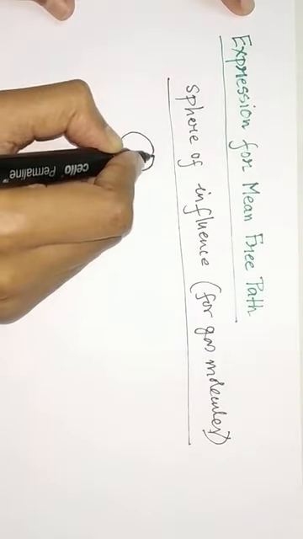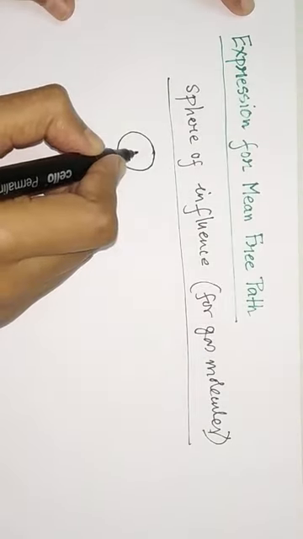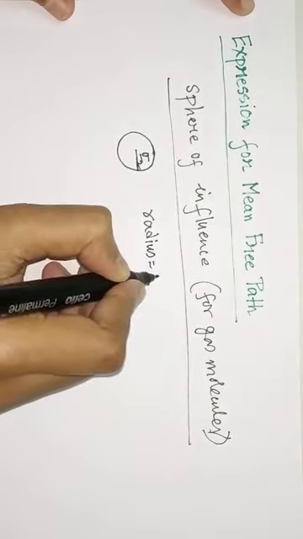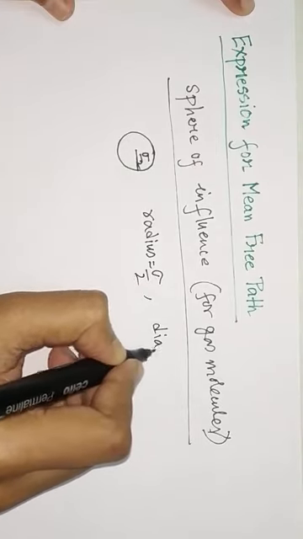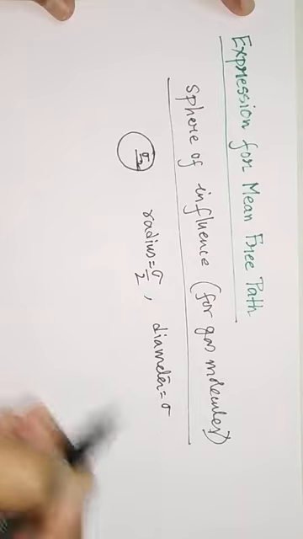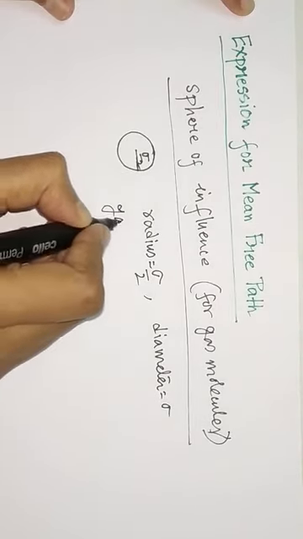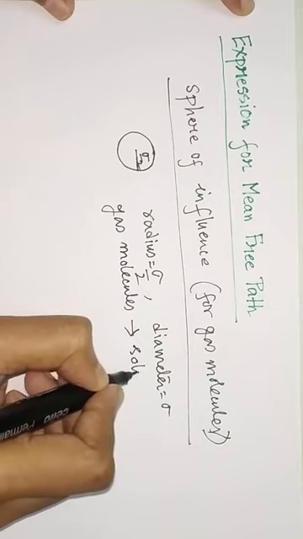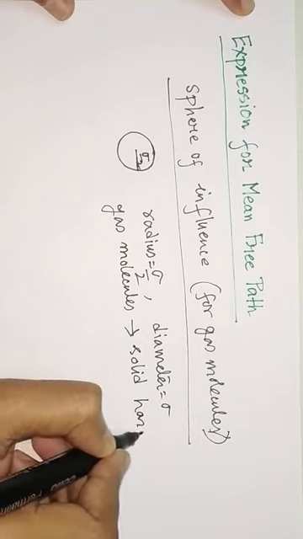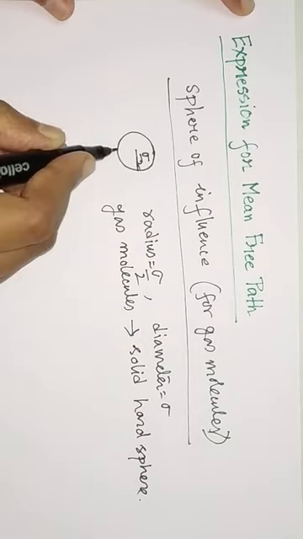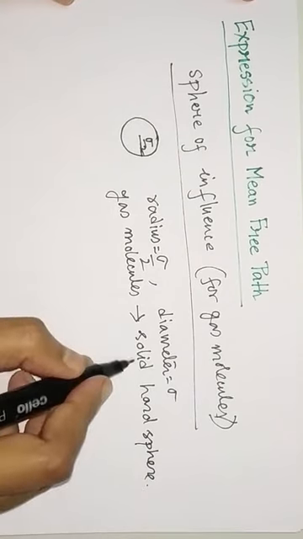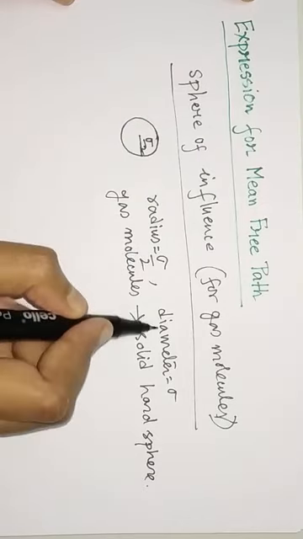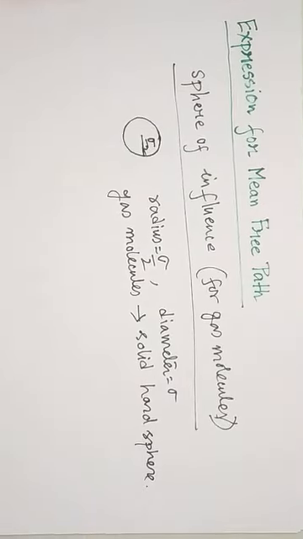Suppose we have one gas molecule whose radius is sigma by 2. So the radius is sigma by 2, therefore the diameter is sigma, and the gas molecules are considered to be solid hard spheres. So this is a gas molecule which is like a solid hard sphere, and it has a radius sigma by 2 or diameter sigma.